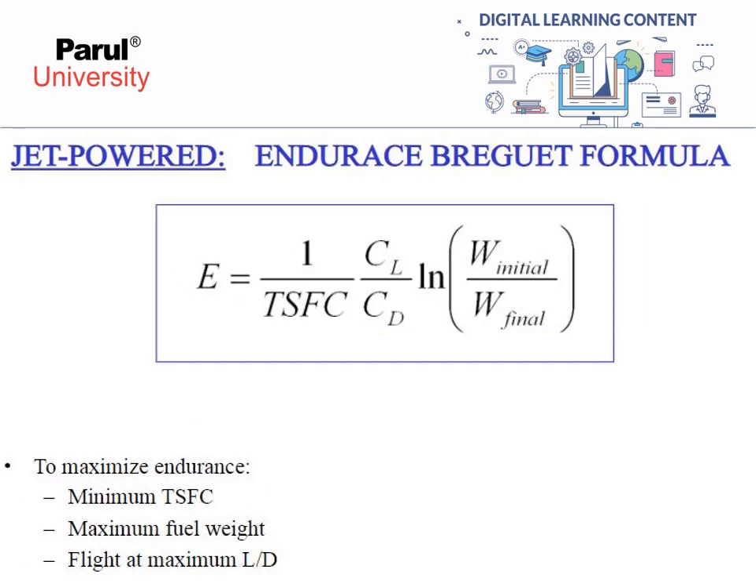For endurance, the Breguet formula for a jet engine is equal to 1 upon TSFC, thrust specific fuel consumption, CL by CD into ln of W initial by W final. Means maximum endurance for a jet powered aeroplane depends on minimum thrust specific fuel consumption, maximum fuel weight, and flight at maximum L by D.